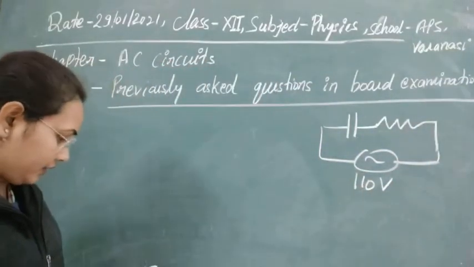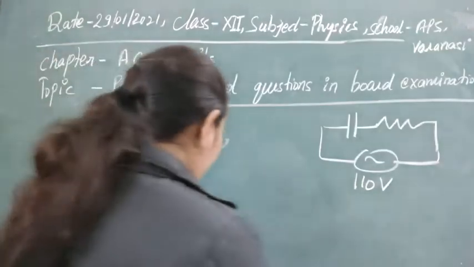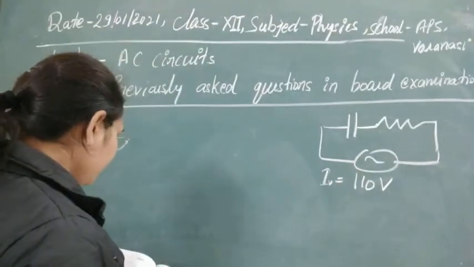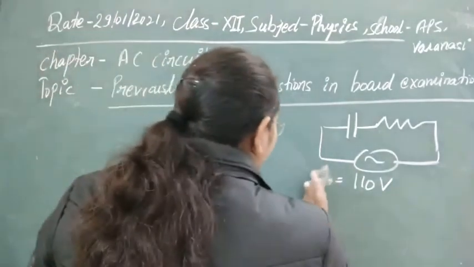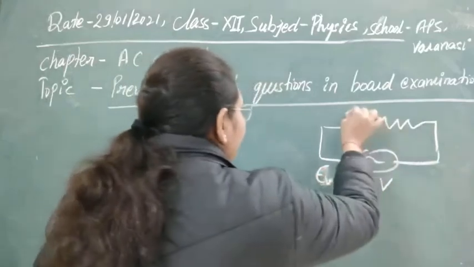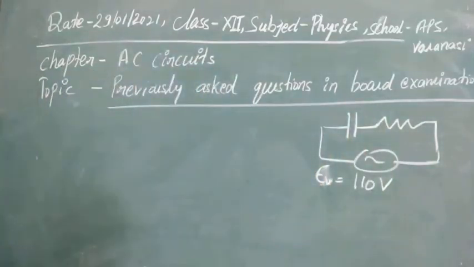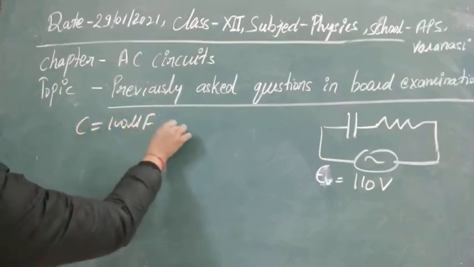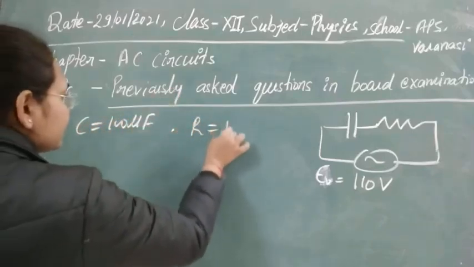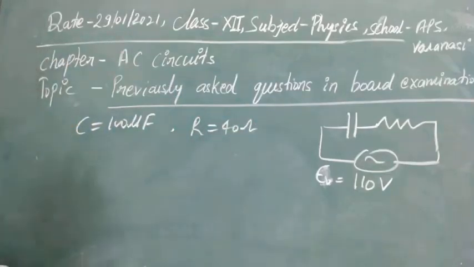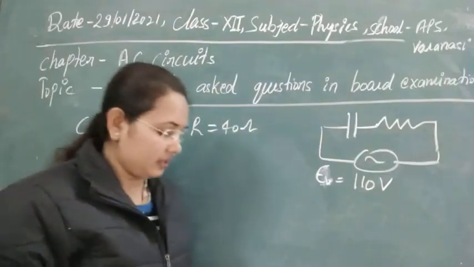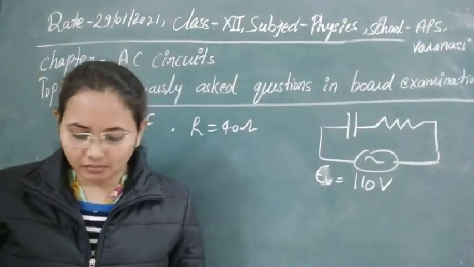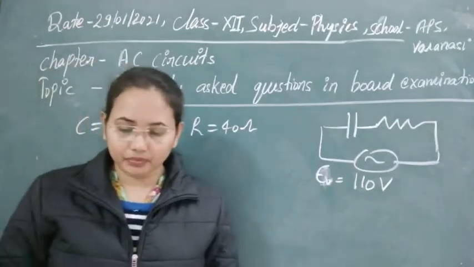The average value of voltage is equal to 110 volt, which you can write as EV. This capacitor has a value of 100 microfarad, the value of resistance is equal to 40 ohm, and the frequency is given as 60 hertz. The first question asked is to find the maximum current in this circuit.